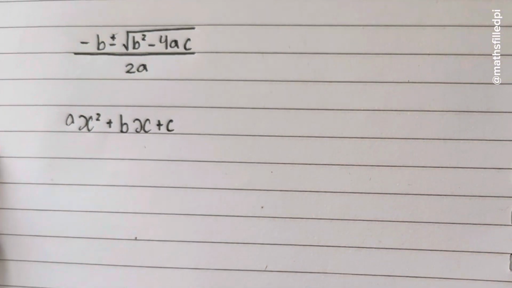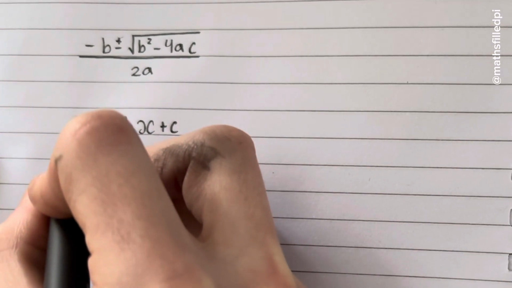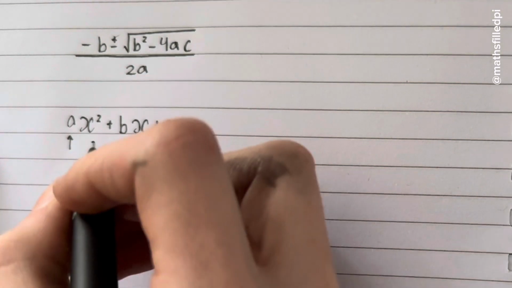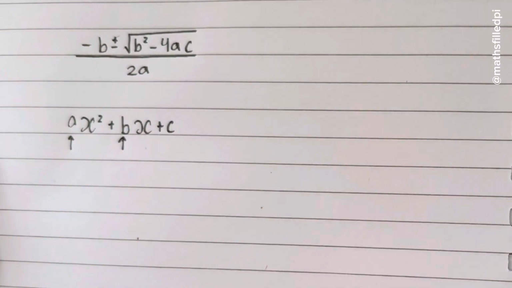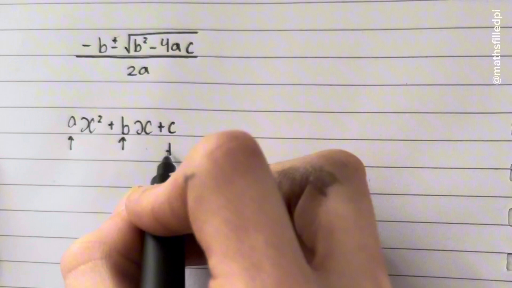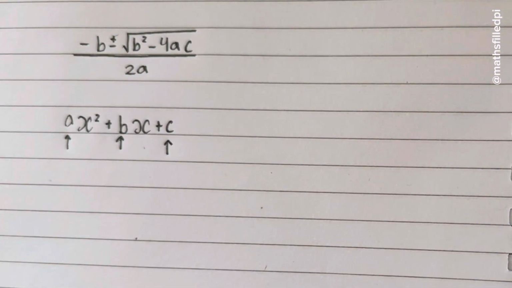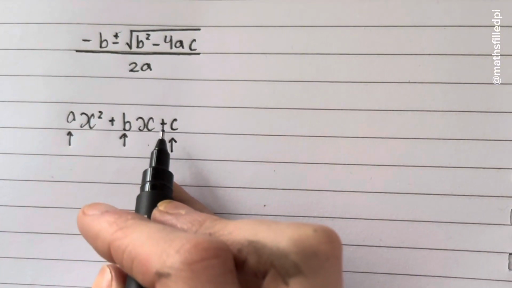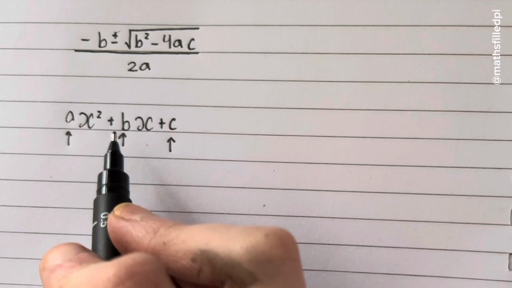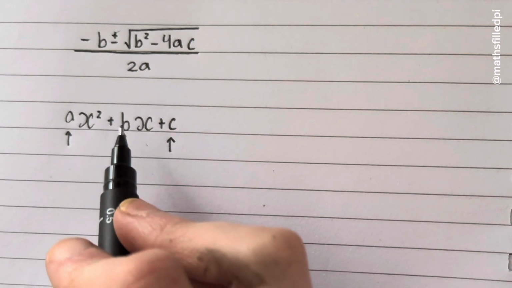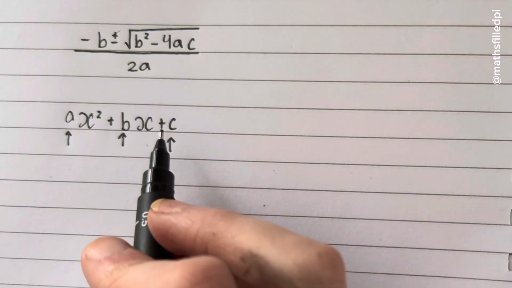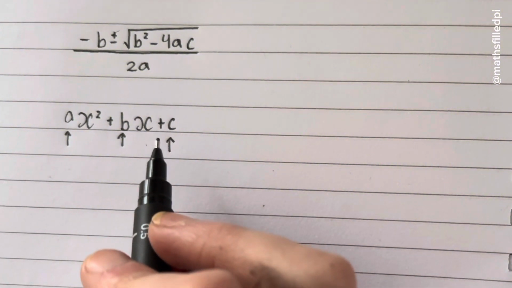In that case, a will just be 1, and the same for the rest of them. Okay, so the number in front of x squared is a, the number in front of x is b, and the number left over is c. Now, you have to remember that if any of these signs are a negative sign, then if this one was negative, b would be minus b, and if this was negative, c would be minus c.